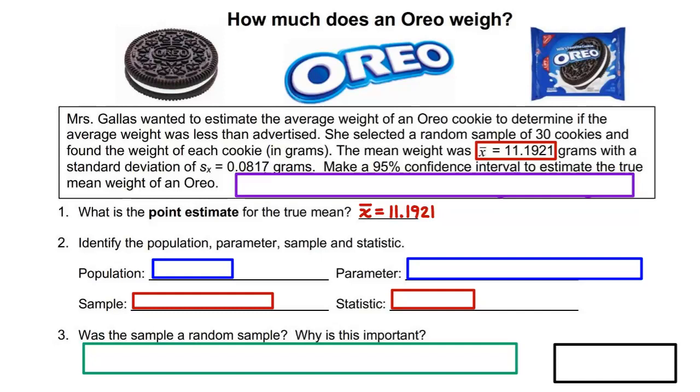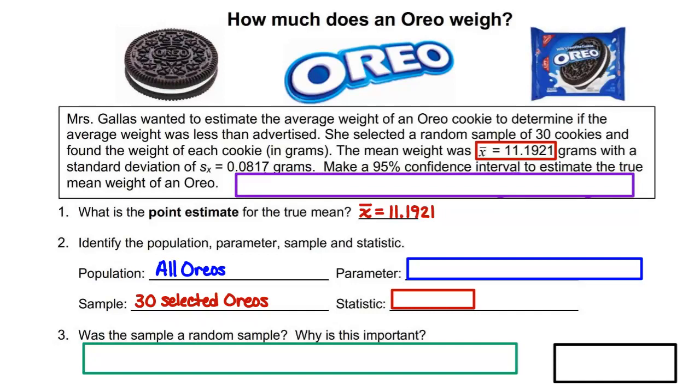Remember, P is for proportions, for percentages. X bar is for sample means. So P hat is for sample percentages, sample proportions. X bar is for sample means. What would the population be? All Oreos. Fantastic. So what's the sample then? The 30 selected Oreos, absolutely.